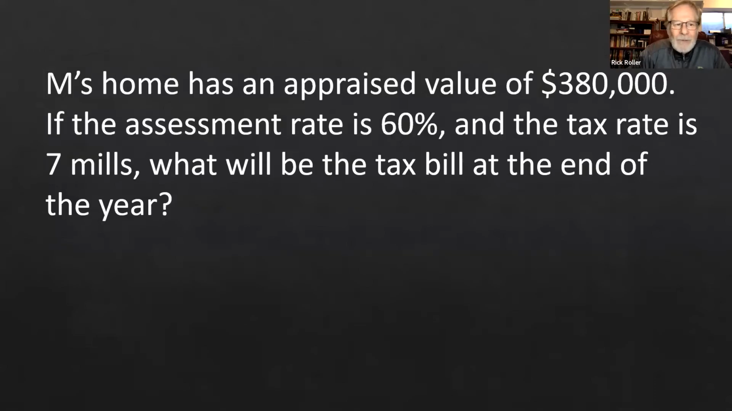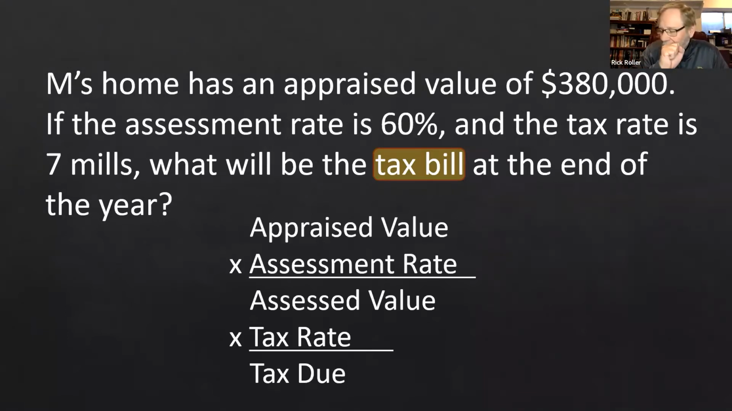With our first question: Em's home has an appraised value of $380,000. If the assessment rate is 60% and the tax rate is 7 mils, what will the tax bill be at the end of the year? Obviously, what we're solving for here is a tax problem, isn't it? That's what they're trying to come up with: what will their tax bill be at the end of the year? This is property tax, and we know there's an assessment rate. So what numbers do we need in order to make this work, and what is the equation we're going to put them into?